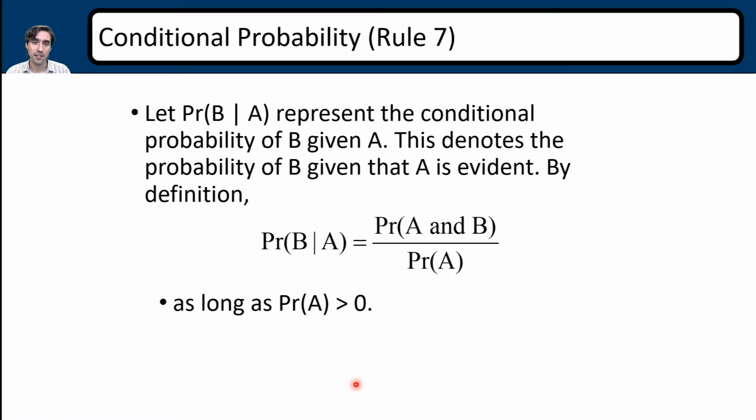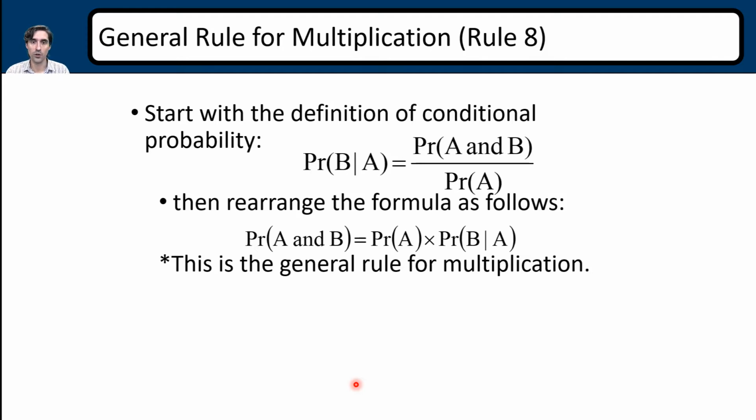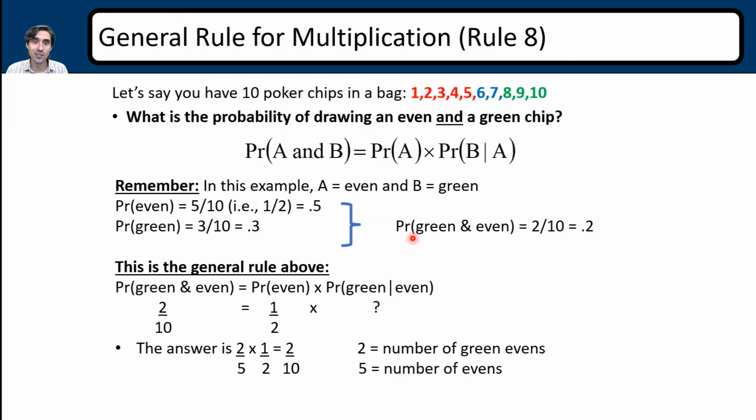Another property is conditional probability, and that is denoting the probability of, say, B is true given that A is evident, and this is only as long as the probability of A is greater than 0. So going a little bit further with that, start with the definition of conditional probability, which is the same exact thing as on the last slide, and then if you rearrange it, you can make what is a multiplication rule. So rules 7 and 8, you can look more at within your book. It gives you better examples, and I believe it's with dogs and cats, and who doesn't like that?